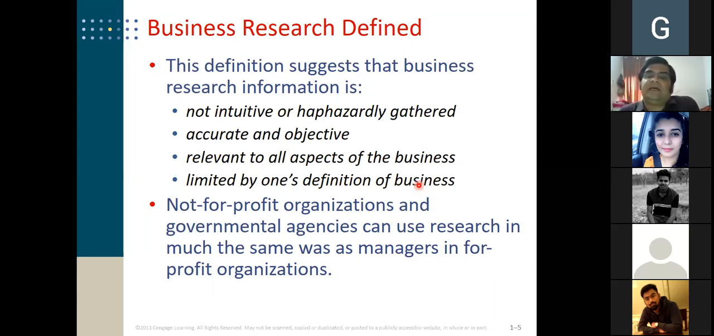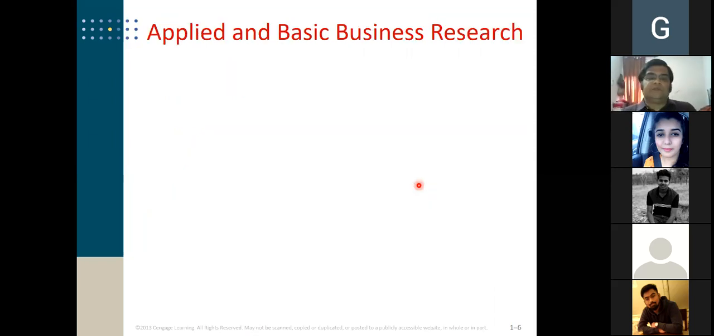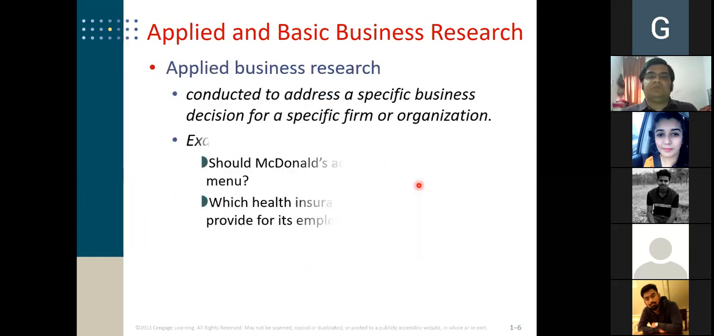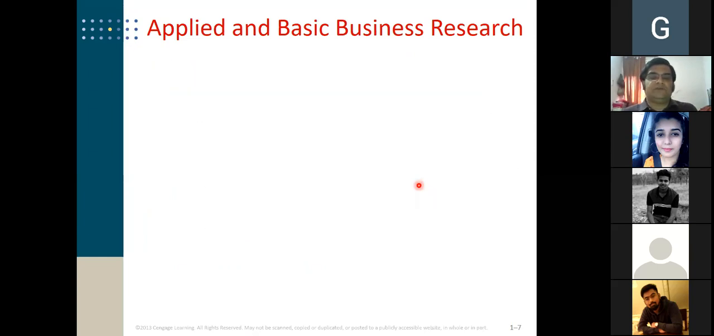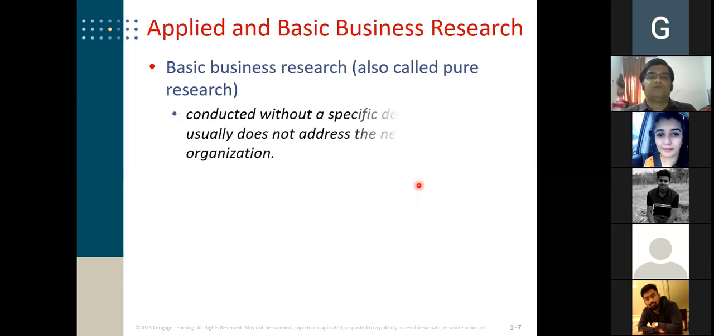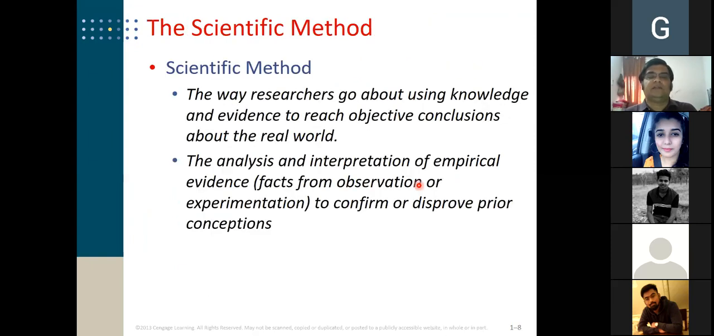But they are non-profit organizations and governmental agencies, so their research is something different from managerial research. You are all going to join as managers. So for managerial research, you are going to do business research, right? So that is all about, I think, some basic introduction of types. Yeah, now very important.